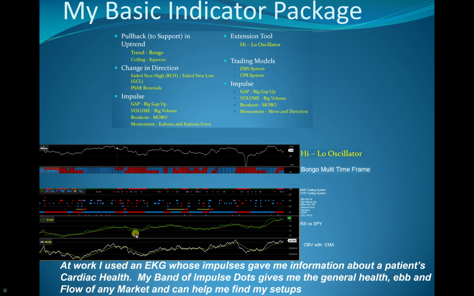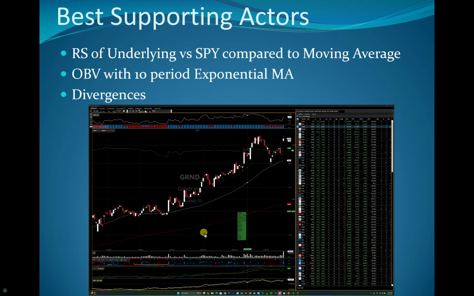At work, I use an EKG on a patient with little things attached to their chest, their arms, and their legs. And I would look at patterns that look like that, and I could tell their general health, their ebb and flow of their heart. Were they having a heart attack? Why shouldn't we be able to do the same thing for the stock market? And so these relative strength and OBV are, I call them best supporting actors. I'm trying to come up with code for good divergences, and that's on our roadmap.